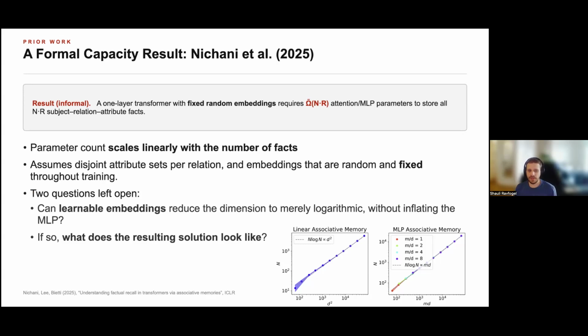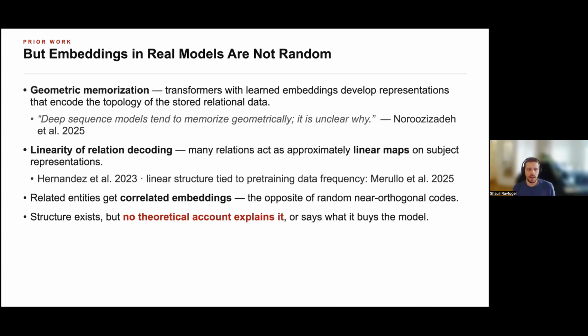So the question is whether we can do better using trainable embeddings, and what the solution is going to be. What kind of embedding should we learn for the entities in order to have optimal factual recall? So this is just some motivation for why it's worth it to analyze the case of learned embeddings.